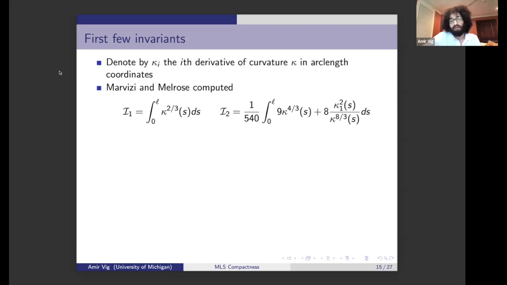Okay. So one thing actually to note about integral invariants of curvature is that the integrand is not unique. You can always integrate by parts, right?